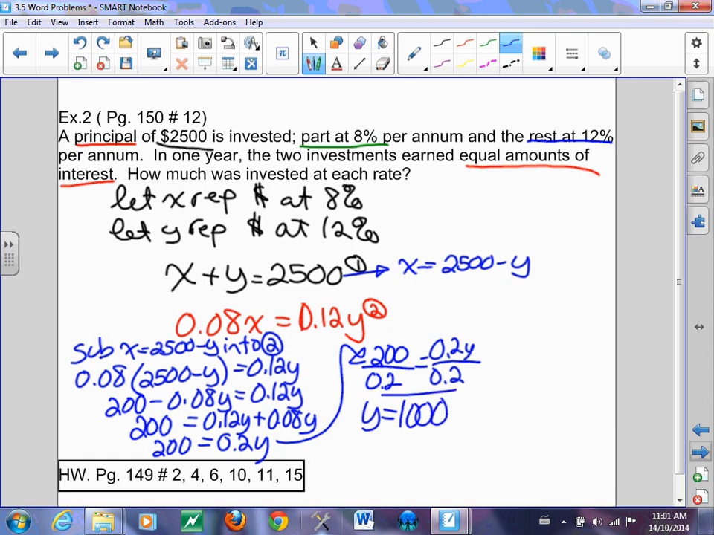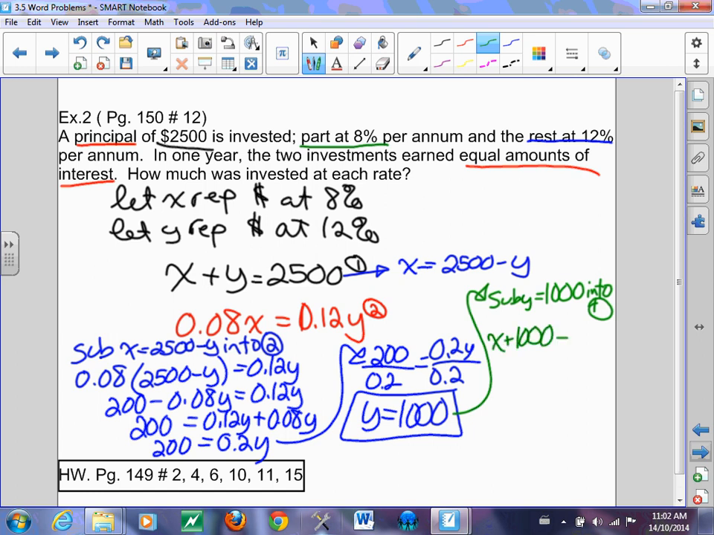Okay, so we know how much was invested now at 12%. And to finish this off, sub y equals 1,000 into 1. That's a good equation to sub it into. So x plus 1,000 equals 2,500. And x equals 2,500 subtract 1,000. So x equals 1,500. All right.